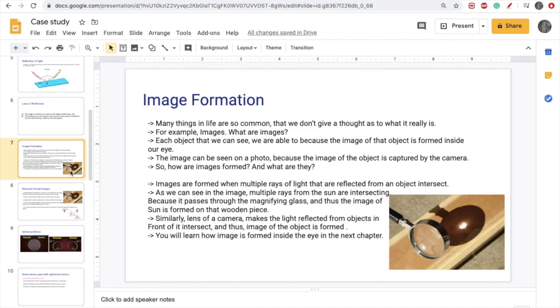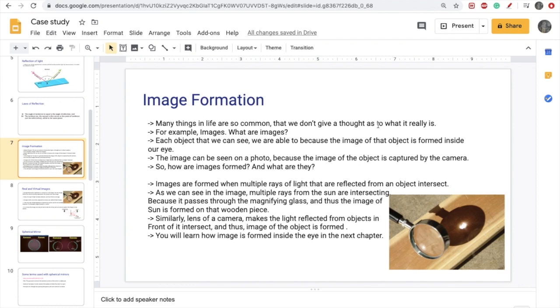Okay, now let us look at image formation. Okay, what is an image? First of all, how is it formed? Each object that we can see, we are able to see only because the image of that object is formed inside our eye. We told, in the introduction slide, how we are able to see things. What happens is, when light is reflected from an object, that light will enter our eye and it will form an image inside our eye.